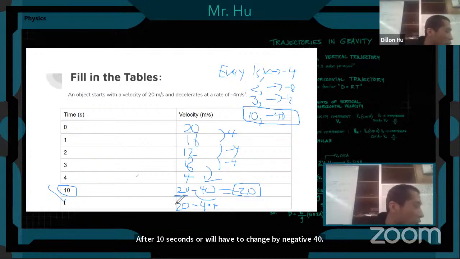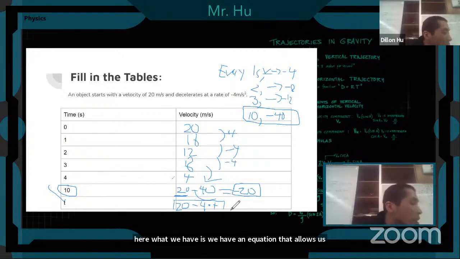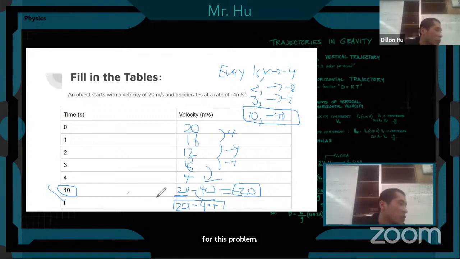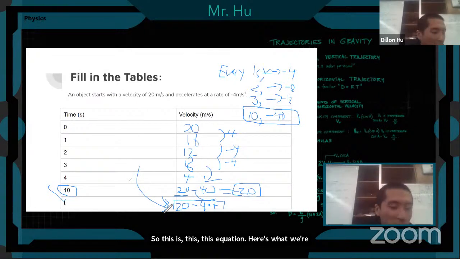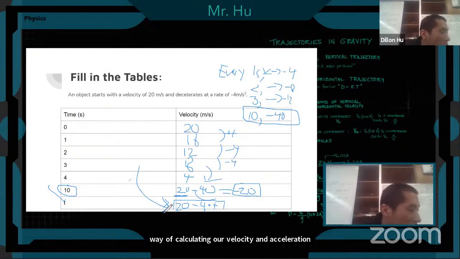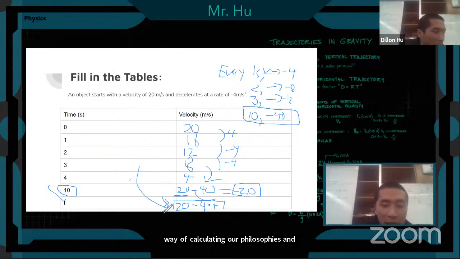So now we have an equation that allows us to figure out our velocity at any particular time for this problem. This equation here is what we're looking for. We're looking for a general way of calculating our velocities and accelerations without having to plug it in every single time.